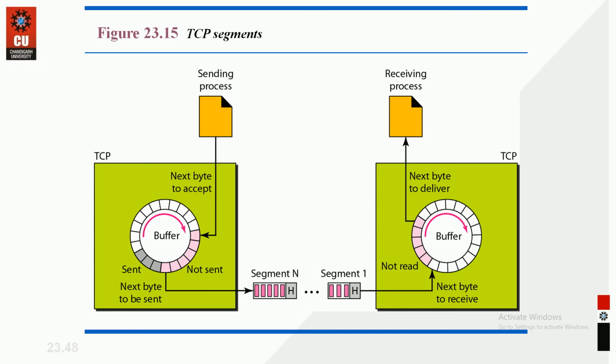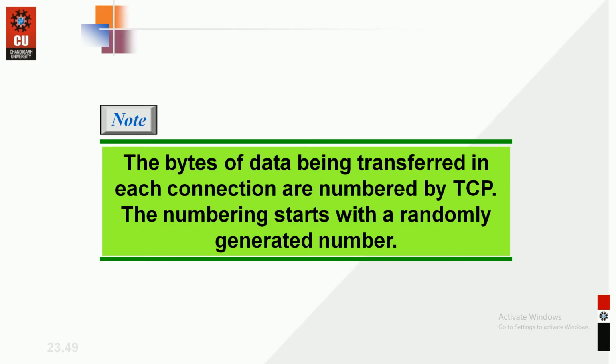The whole message is divided into small parts. There are a number of messages, right? And the small parts are combined and considered as segments, right? Each segment has a header, and these segments, segment 1, segment 2 up to segment n, are going to be transferred.